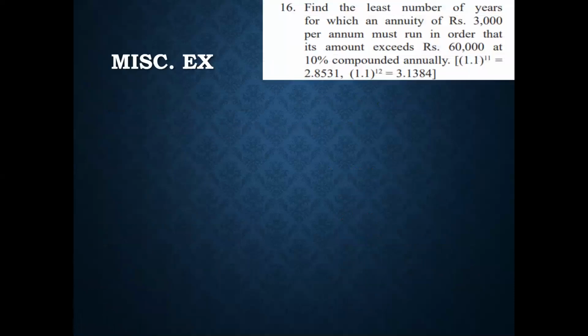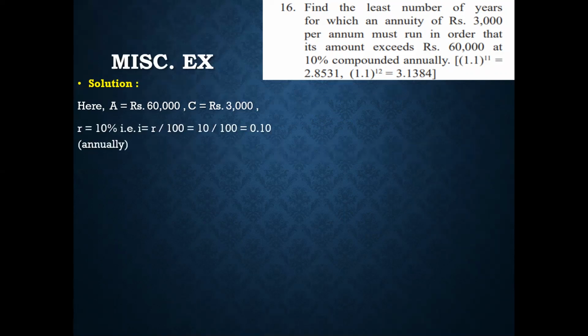Find the least number of years for which an annuity of rupees 3,000 per annum must run in order that its amount exceeds 60,000 at 10% compounded annually. Here you have to find the number of years and nothing has been specified, so we'll assume that it is annuity immediate, because nothing like start of the year or beginning is mentioned. A is given 60,000, C is given 3,000, R is 10%, so I will be 0.10 because it is compounded annually. N is the least number of years to find.